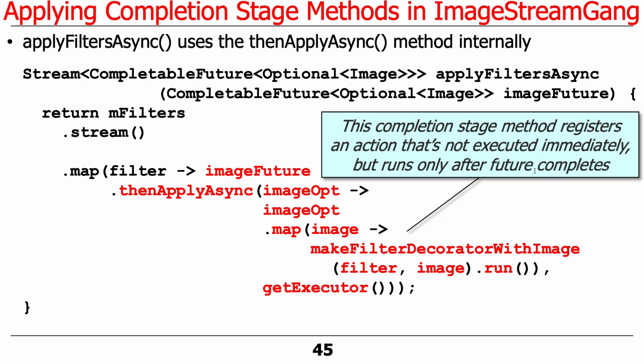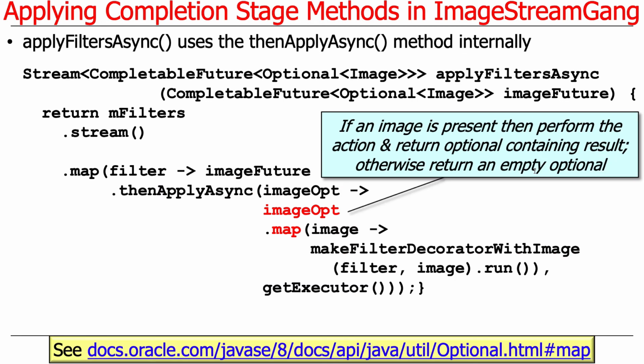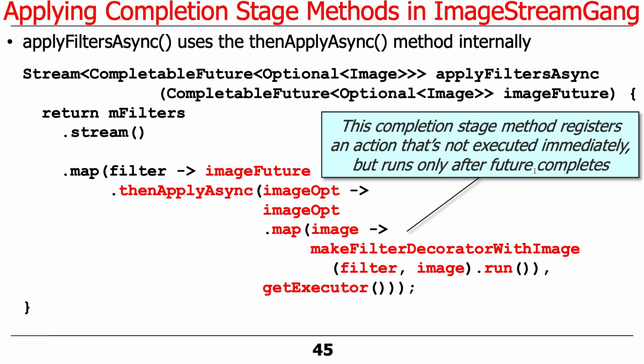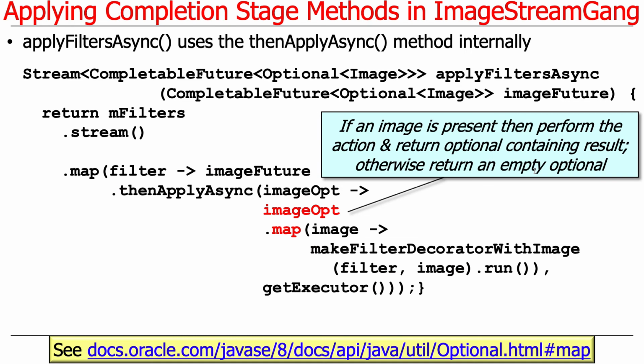Here is the action that's remembered or registered with the CompletableFutures framework. And as we saw earlier, we have an executor. It's going to be the common fork join pool that we're going to use. And here is the logic that works with the image op. This is an optional image. So that's what's going to come out of the image future when it completes. We'll have an optional image.